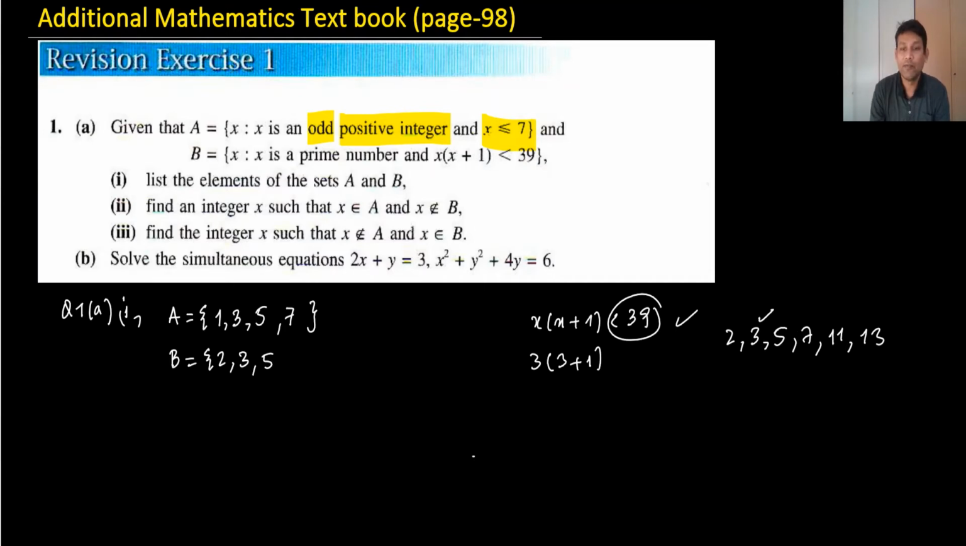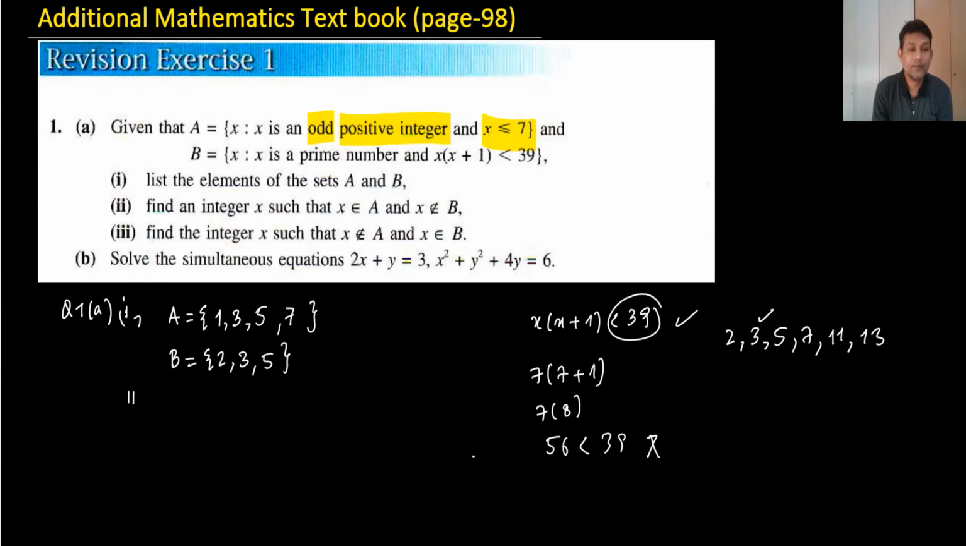But when we write 7 here, 7 plus 1 is 8, and when we multiply, it comes to 56. That is wrong because 56 is more than 39, not less than. So I will not write 7. I will write only 2, 3 and 5. So 2, 3 and 5 are the members of set B as we have done.